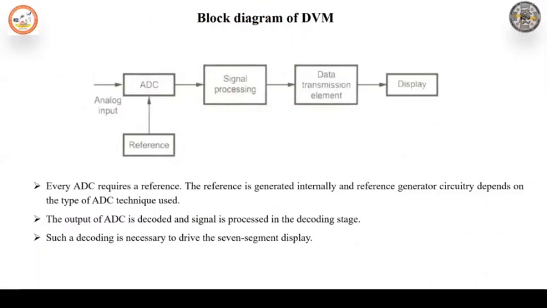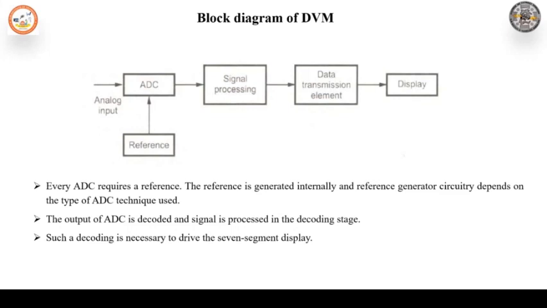So coming to the digital voltmeter, the basic block diagram, what you're looking at. Any digital instrument requires analog to digital converter at its input. Hence, first block in a general DVM is analog to digital converter. I have shown in the slide the block diagram. Please look at the diagram. ADC is used at its input.